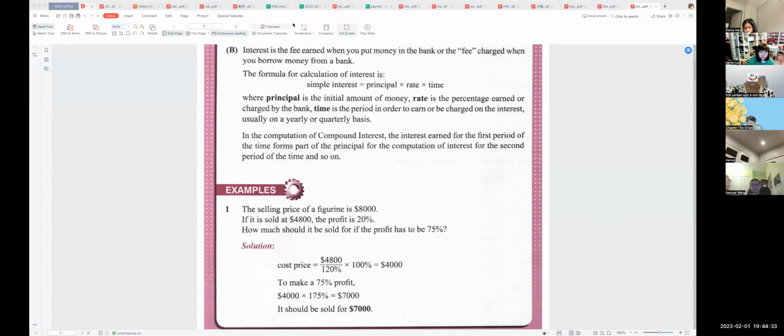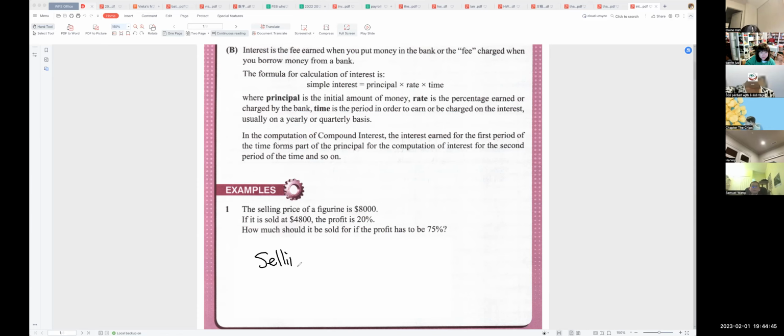Okay, so let's take a look at this part. Let's take a look at this one first. The selling price is 8,000 and it's sold for 4,800. So what does it mean?